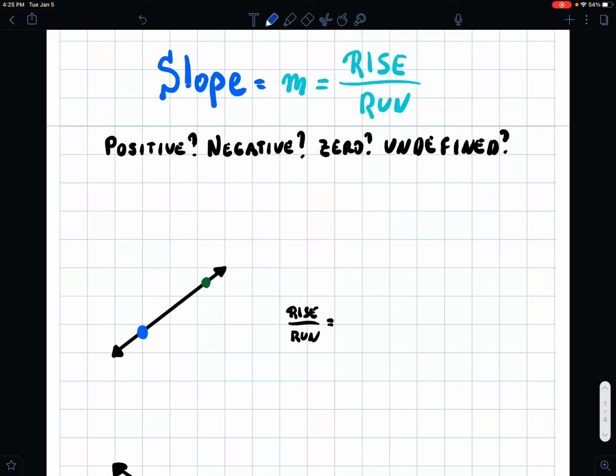I'm making this video so we really understand why it is that slopes can be positive, negative, zero, or undefined. Like, what's up with that? Four different things. So first thing, the slope is the inclination of the line. How is it oriented, right?